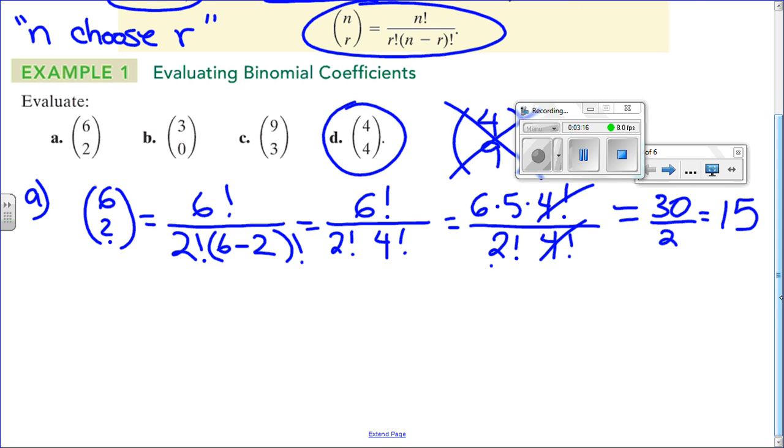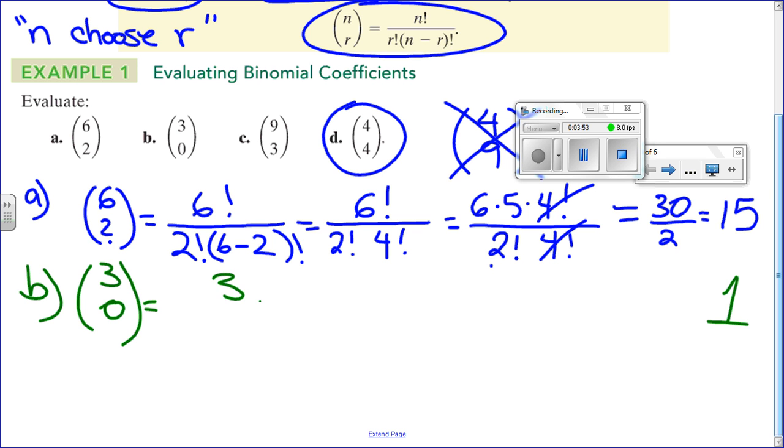Now let's look at the next one. Part B, we have 3 items, and you choose 0. Think about this: I give you a bag, and in the bag I have a soccer ball, a football, and a basketball. And then I tell you, you can only choose 0. How many ways can you choose 0? 1. Just one way. So let's see if we get 1, okay? Well, there's just one way to choose nothing.